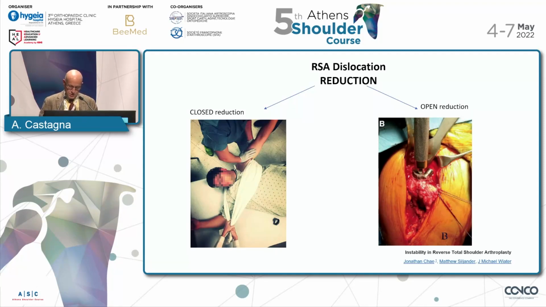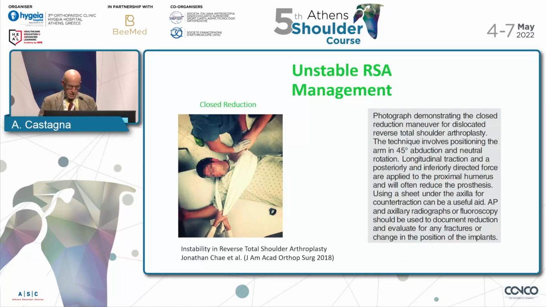Closed reduction is described in the literature, or open if it is not successful. Reduction of an unstable reverse shoulder arthroplasty is described. There is a paper that described the technique. The technique involves positioning the arm in 45 degrees abduction and neutral rotation; longitudinal traction and a posterior and inferior directed force are applied to the proximal humerus and will sometimes reduce the prosthesis.